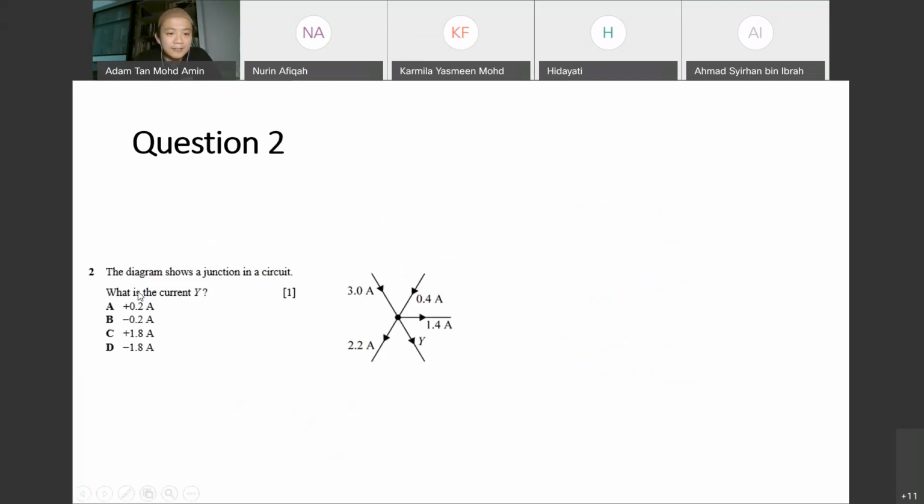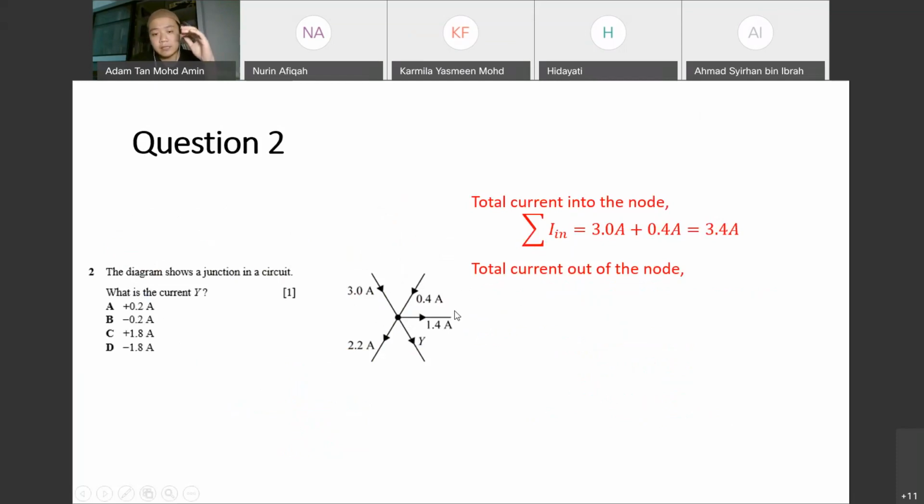Alright, good. Okay, the diagram shows a junction in the circuit. So this is similar, except this one represents it in the form of a node. So what is the current Y? So here, we use back the steps that we did for question 1.